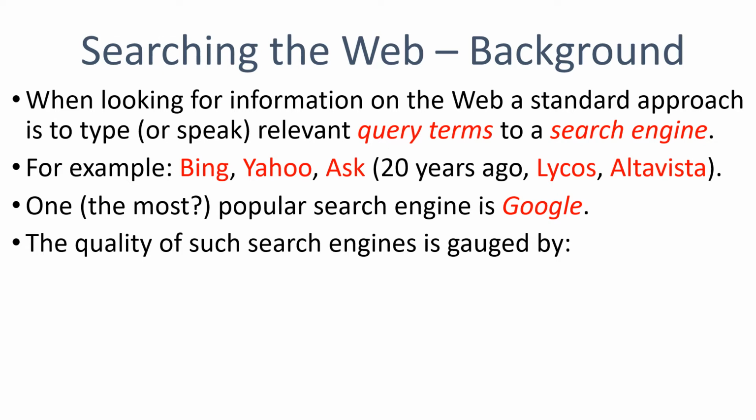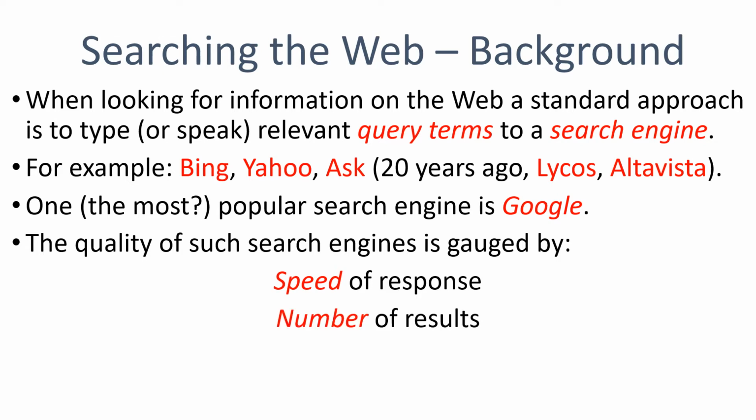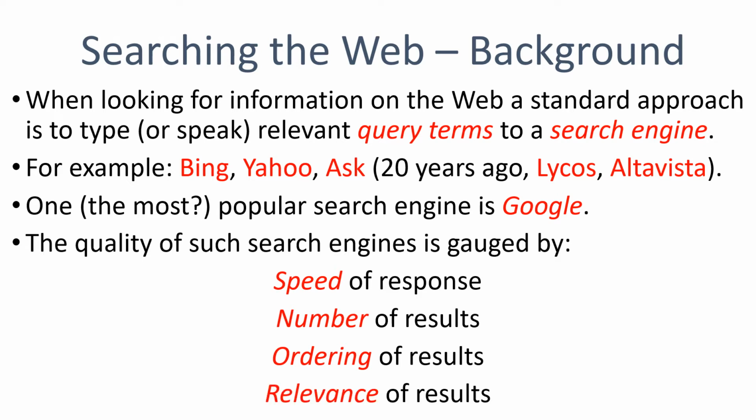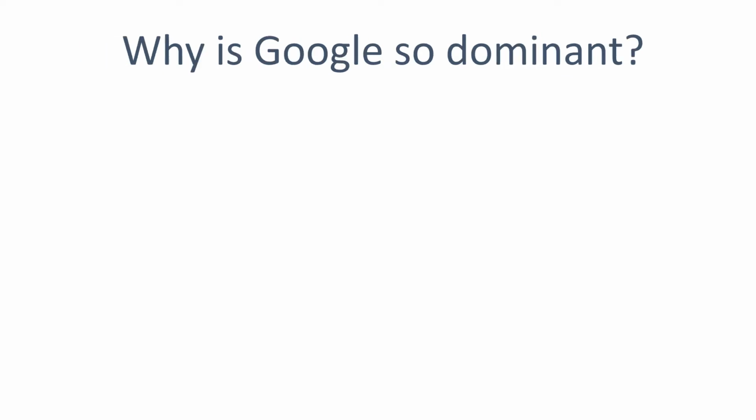How do we decide which is our preferred search engine? Well, we might look at how quickly we get a response. We might be interested in the total number of results that are returned. We might be concerned with how well those results are ordered. And we might be interested in how relevant those results are. So, why is Google so popular? Why is Google so dominant amongst the available collections of search engines we might have?